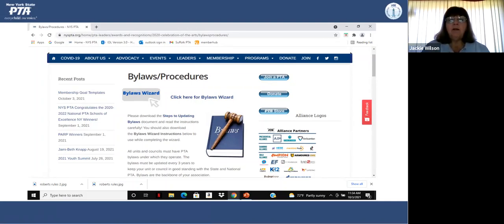But in addition, there are lots of documents on this page that can assist you, such as steps to updating bylaws, bylaws wizard instructions, bylaws wizard amendment instructions, and information about your region bylaws chair, their contact information. So this is where you will find all of that information on the New York State webpage. In addition, there is another section on procedures where there are sample procedures for you to take a look at.